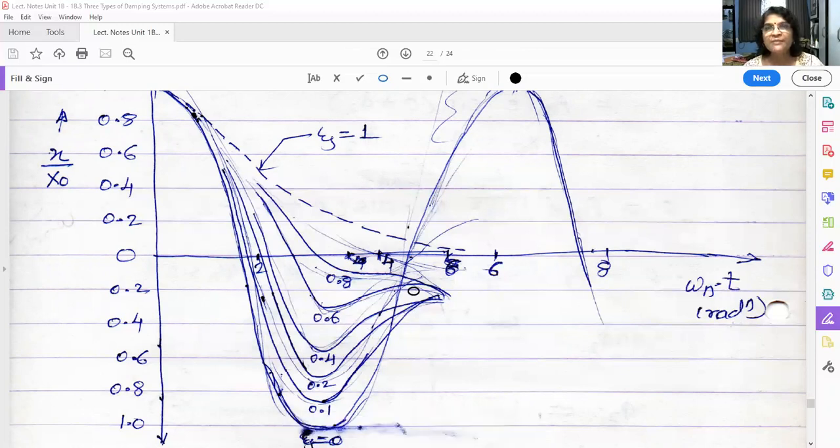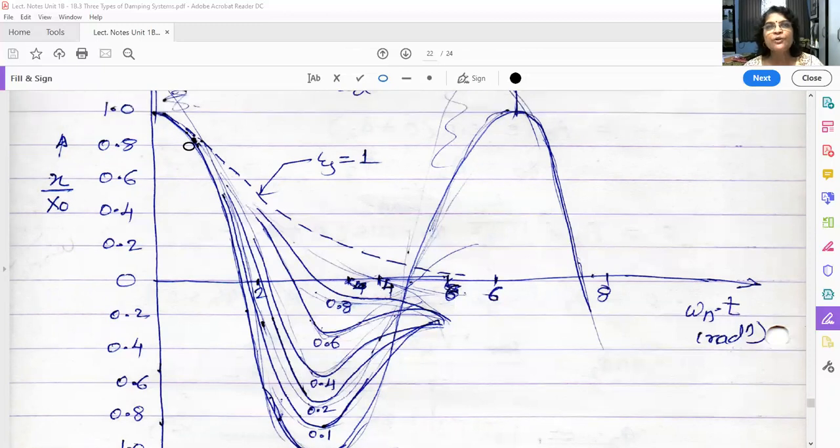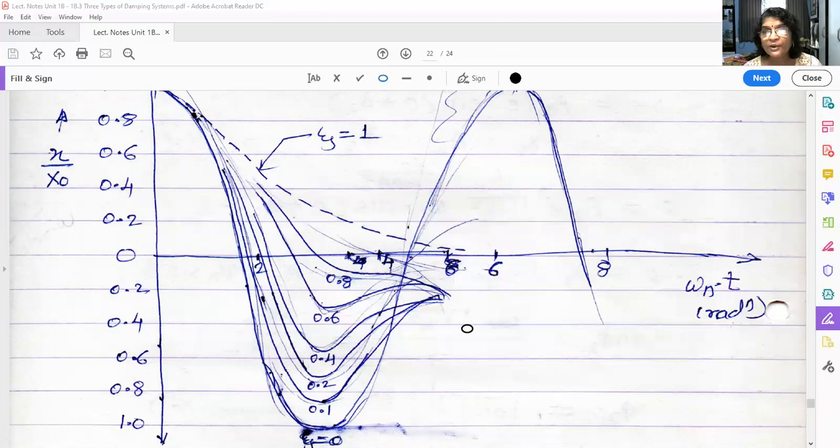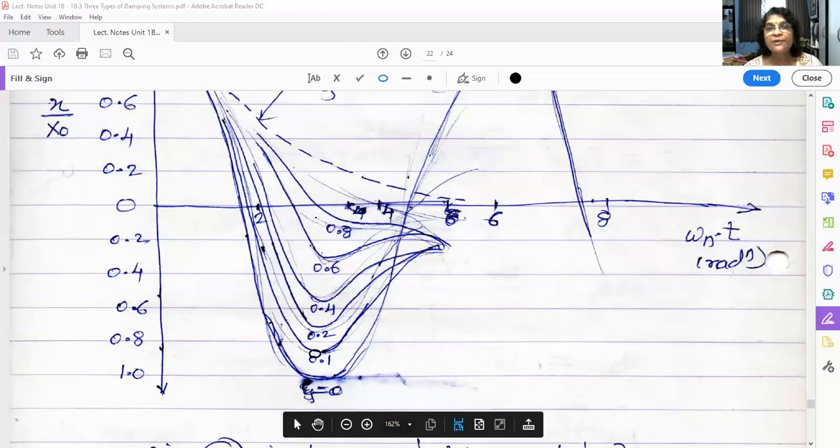Okay, so that means if I join all this amplitude on one side of the equilibrium position, I will get a horizontal straight line. This is the case for undamped, meaning no damping provided. But here we have provided the damping. So let us have the value of zeta, say 0.1.